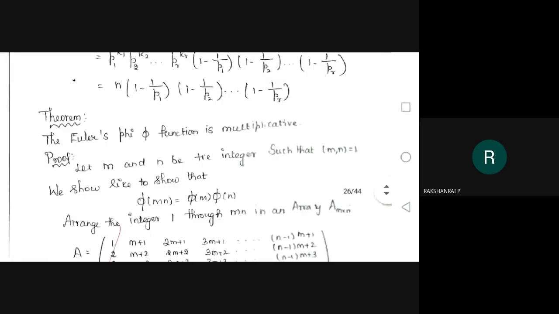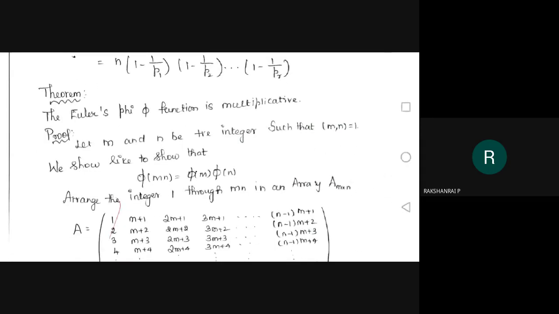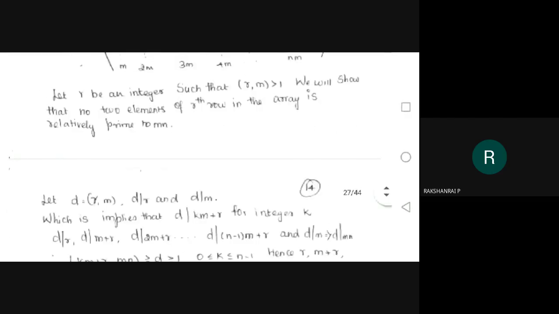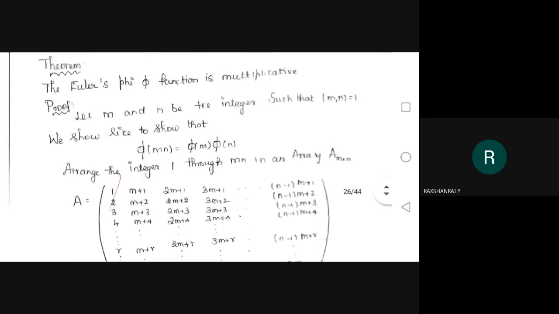Then phi of n. Here n is given in the canonical decomposition. That means n is equal to P1 power K1 into P2 power K2 etc. Pt power Kt. At that time Euler's phi function of n is equal to n into 1 minus 1 by P1 into 1 minus 1 by P2 etc. 1 minus 1 by Pt. And we proved Euler's phi function is a multiplicative function, which is one of the important theorems.